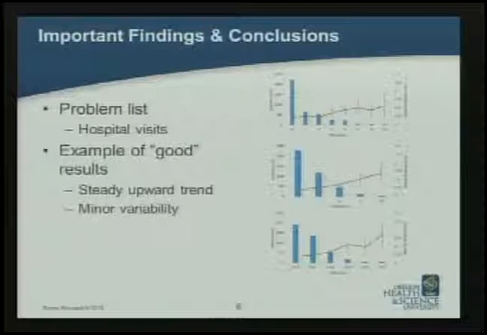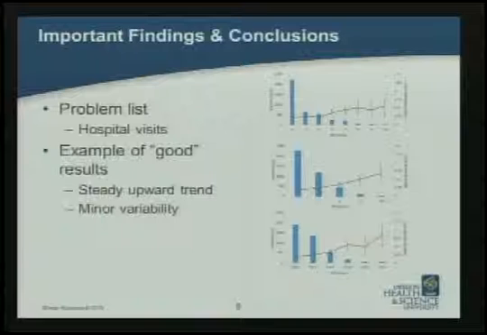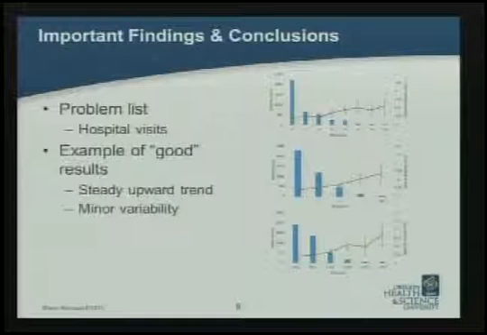For important findings and conclusions, I'm not going to take the time to go through all 36 of the graphs that I made, so I highlighted a few trends I wanted to point out. These 3 graphs here are from the problem list EHR source, and they are looking at the rate of hospital visits. This is an example of some good results. As you can see, there's a steady upward trend. So as the risk scores are increasing, so do the rates of the hospital visits. Also, it's important to point out that if you look at the upper risk score ranges, the error bars are relatively small. So there's minor variability in those results, which will end up not being the case later on.